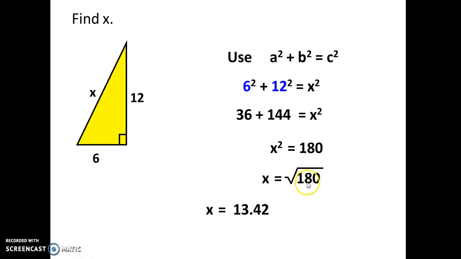However, if you have no calculator and you're asked to simplify, this answer is fine. However, it can be made more simple. We can think of 180 as 36 times 5. Basically, we're trying to create multiplication where we have a perfect square. 36 is a perfect square, so we can take the square root of 36. The square root of 36 is 6, but the square root of 5 we leave like that. So this is the same as this. It is just a simplified form.